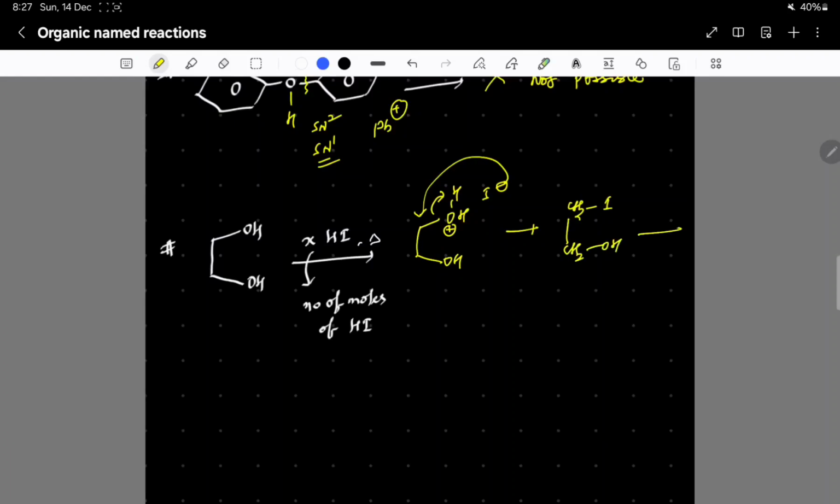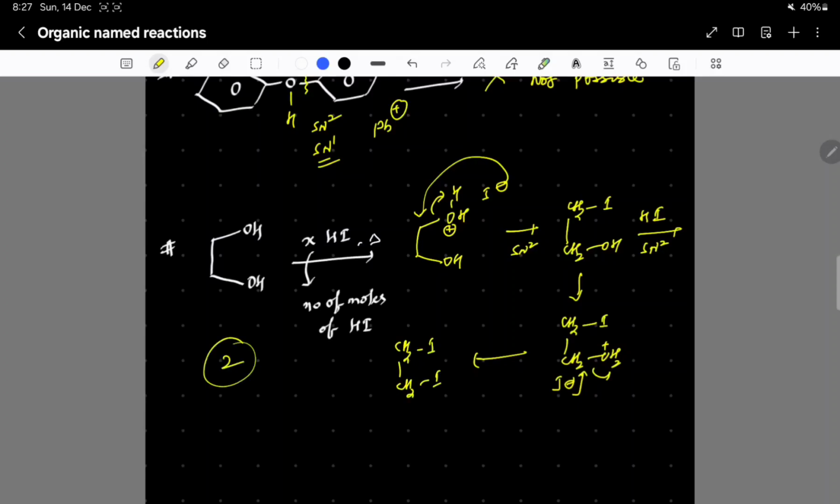Now again this will react with 1 mole of HI. The same process: you will get I and OH2 plus. Again I minus will come, followed by the SN2 mechanism, and you will get CH2I and CH2I. Now the number of moles of HI required: 2 moles of HI are required for this particular case.